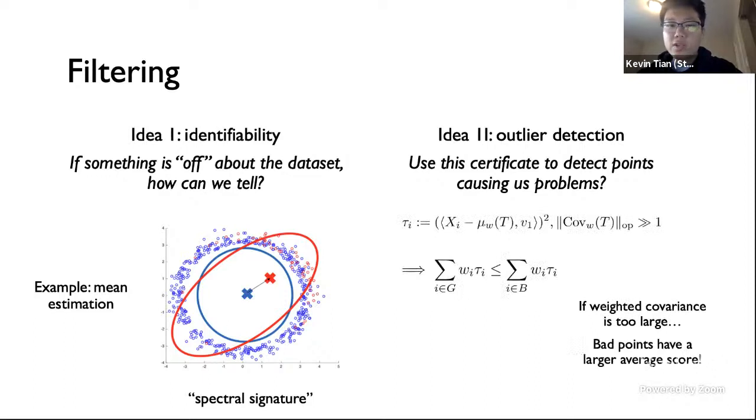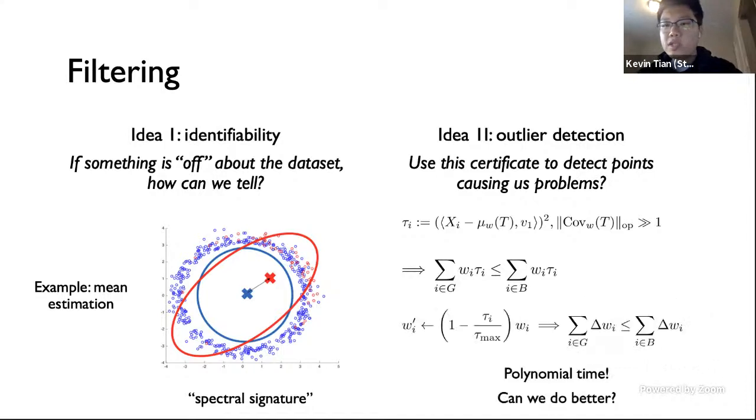So we can actually use this fact as a certificate of corruption, which lets us design scores for filtering. The basic idea is that the certificate proves that the bad points must be responsible for this certificate, like large variance. So we can downweight based on correlation with the top eigenvector while preserving most of the good points. Okay, so we can use this to design a downweighting scheme in polynomial time by making sure the filter removes some point in every iteration.